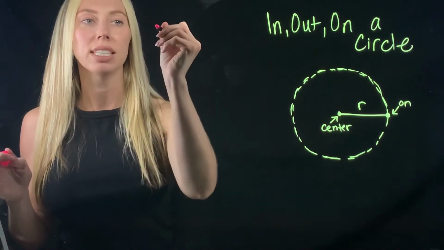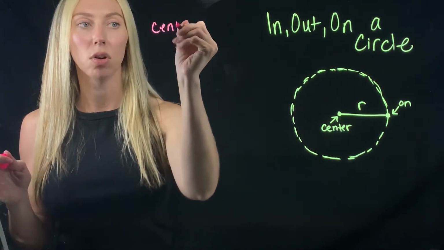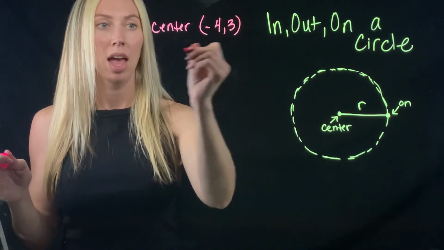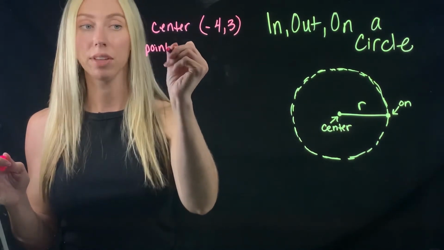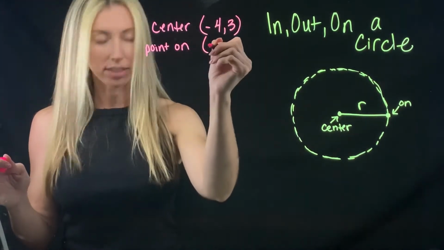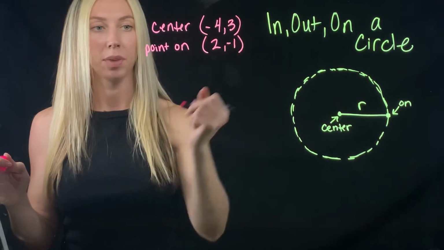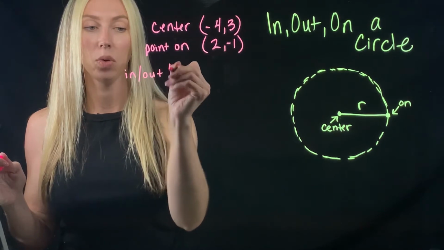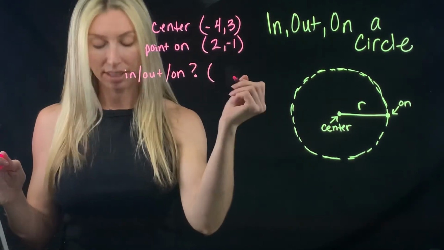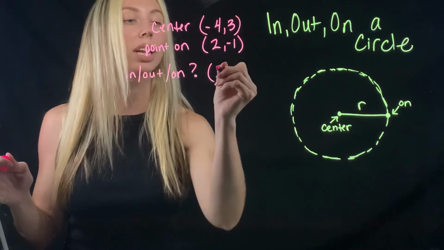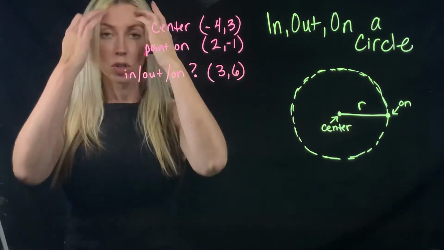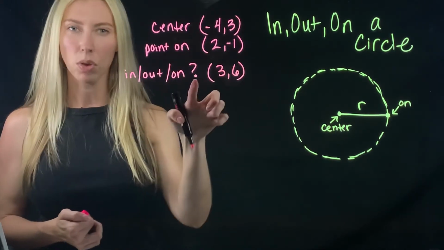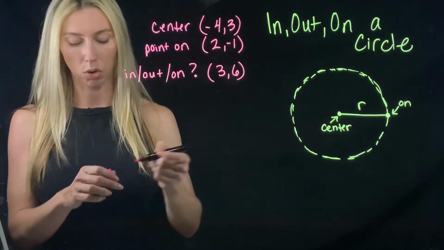So let's say for an example, they give you a center of a circle at -4, 3, and they give you a point on the circle at 2, -1. And then they ask you the question, is it in, out, or on this coordinate? Let's go with 3, 6. So they give you the center, a coordinate on the circle, and then they ask you the question, is this one inside, outside, or on the circle?